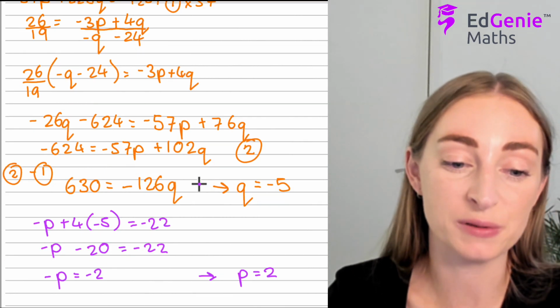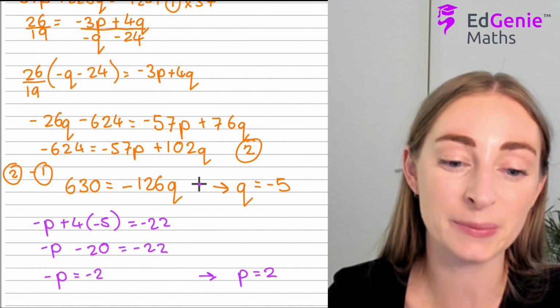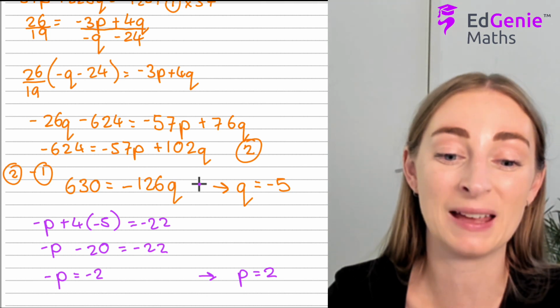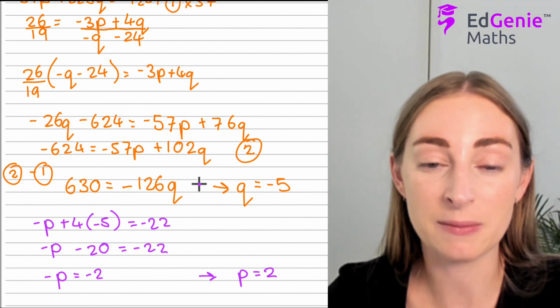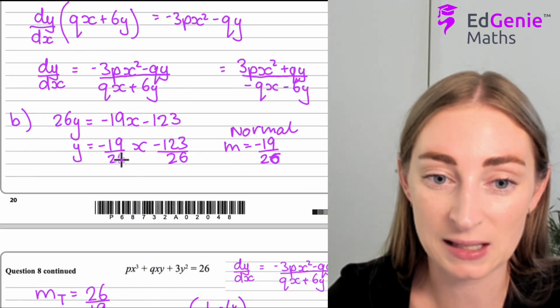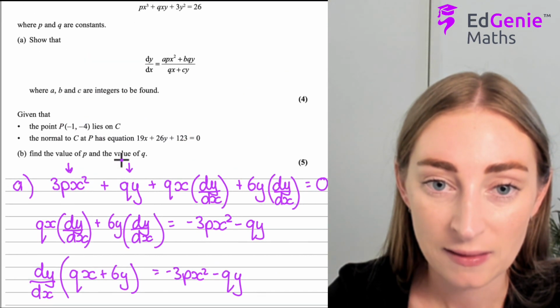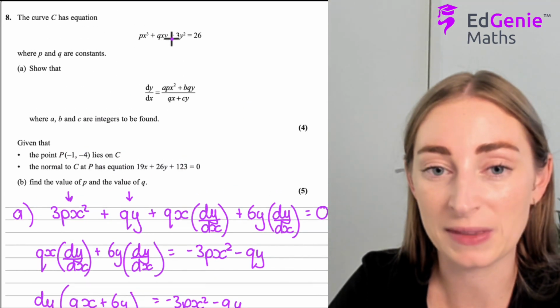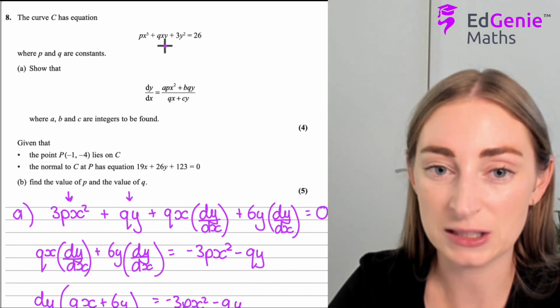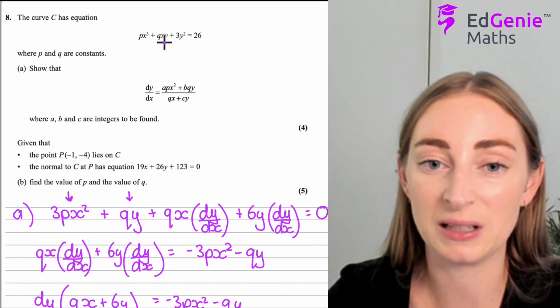The examiner report says many candidates gained some credit in this question, but few gained full marks. And the main issue was in this part here. So when they're differentiating this, they struggle to do both parts separately.